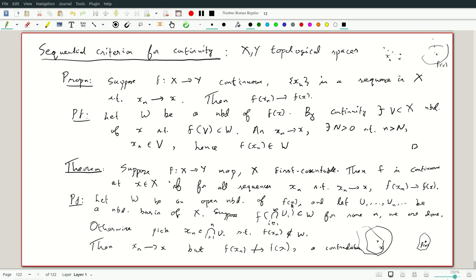For that, we take an open neighborhood W of f of x and take a neighborhood basis. And so suppose f of the intersection i equals 1 to n of U_i is contained in W for some n. We are done, because this will be a neighborhood which is contained in W. Otherwise, we'll get a contradiction. Namely, we'll pick a point in this intersection whose image is not in W. So we get a sequence which will converge to x as in the closure case, but the images of the sequence will not converge to f of x. This will be a contradiction, and hence we must be in the first case, that is, some intersection of the countable basis must actually lie inside W.